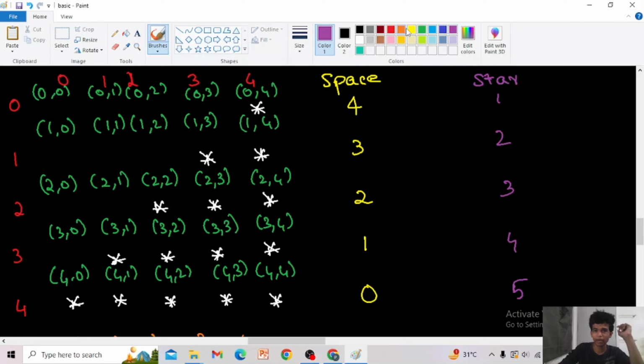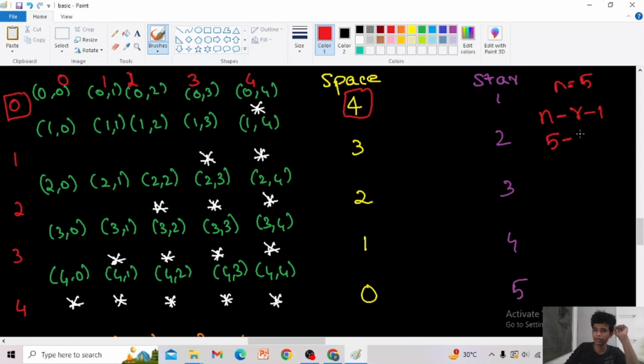Okay, by using this observation, I can say this is my row number and this is my space. So what is the relationship between the row number and space? My n is equal to 5. I know that. And my row number is 0, 1, 2, 3, 4, and the space is 4, 3, 2, 1, 0. So I can say n minus row number minus 1.